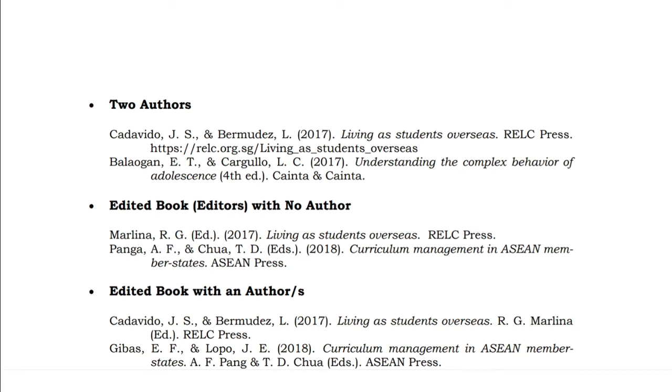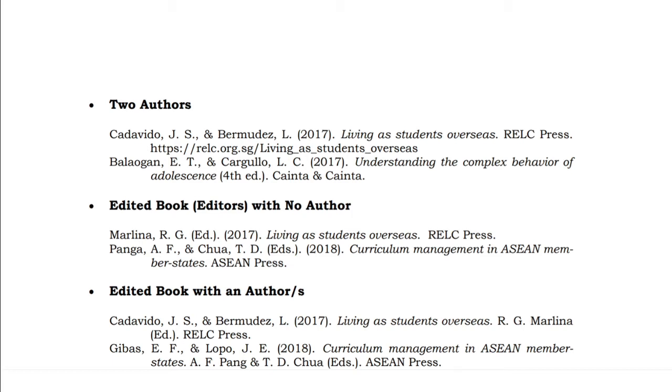For edited book or editors with no author, here are the examples. Marlena R.G., editor, 2017, Living as Students Overseas, RELC Press. And Panga A.F. and Chua T.D., editors, 2018, Curriculum Management in ASEAN Member States, ASEAN Press.